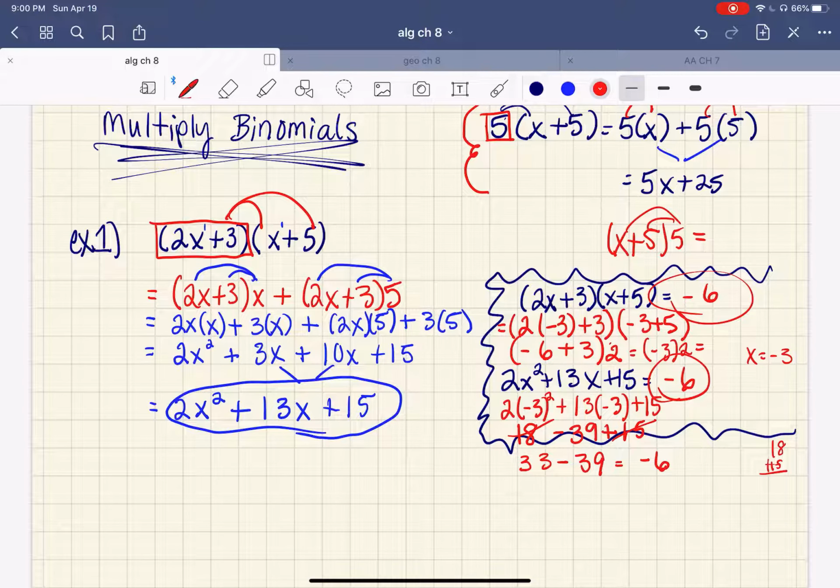Okay, so distributive property, not that bad. It's a little bit of extra simplifying, that little step in the middle where you distribute and then you have to distribute again, basically, but not that bad. Let's do another one.